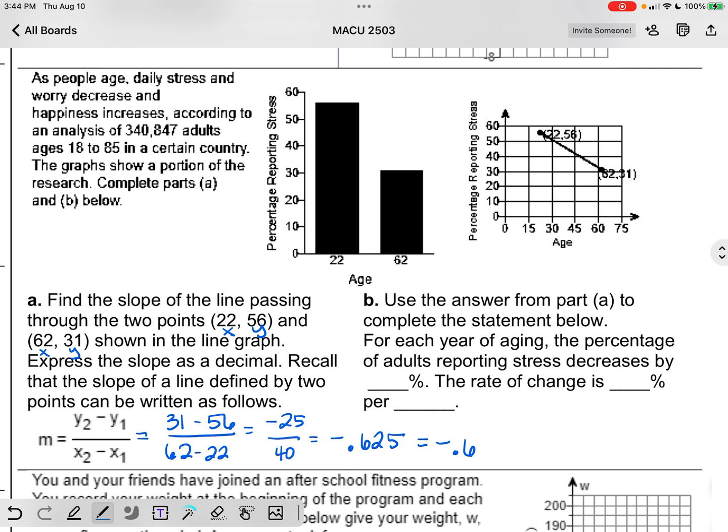Okay, part B. Use the answer from part A to complete the following statement. For each year of aging, the percentage of adults reporting stress decreases by 0.6 or 0.6%. Because it said decrease, that's why I did not put the negative. But anyways, the rate of change, there we do need it. So it'll be negative 0.6. And that'll be percent per year of aging. And that'll be like in this little drop down box. You won't actually have to type year of aging.